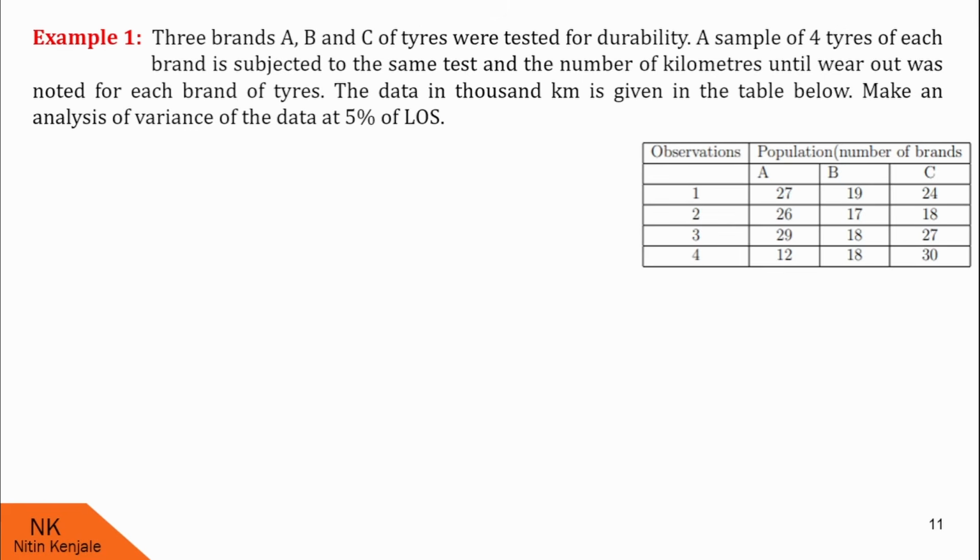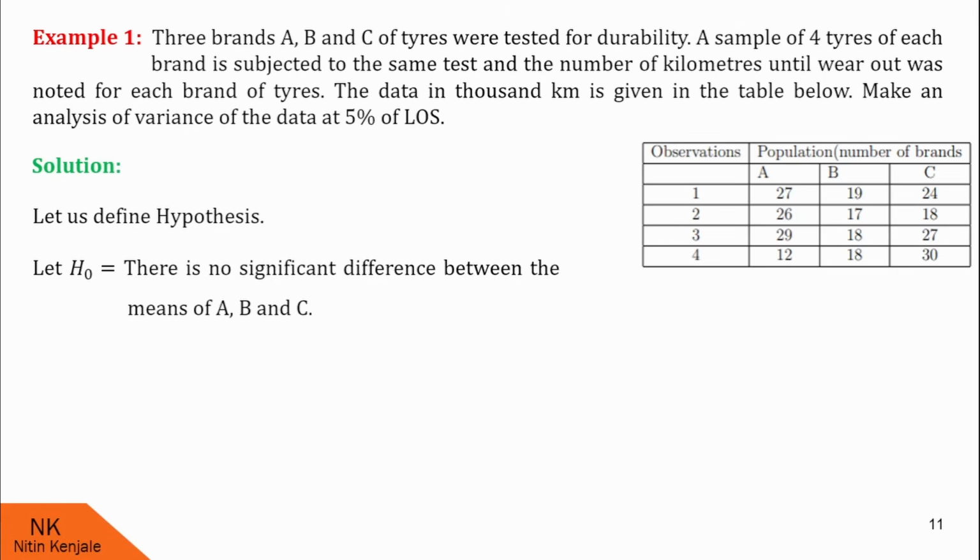Now we proceed to our first example. Here it is given that 3 brands A, B and C of tires were tested for durability. A sample of 4 tires of each brand is subjected to the same test and the number of kilometers until wear out was noted for each brand of tires. The data in 1000 kilometers is given in the table below, and we are asked to make an analysis of variance of the data at 5% LOS. This is the observation table. Let us proceed to the solution. First, we define the hypotheses, H0 and HA.